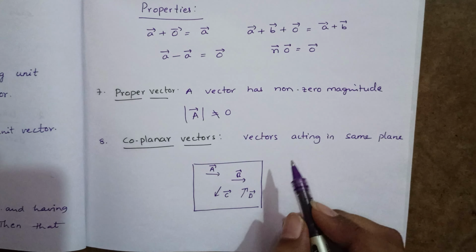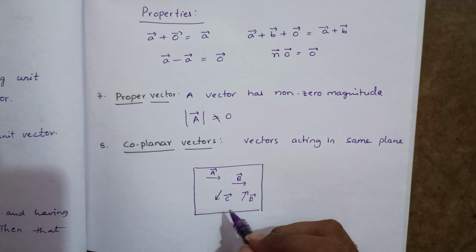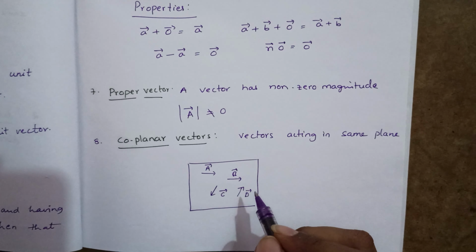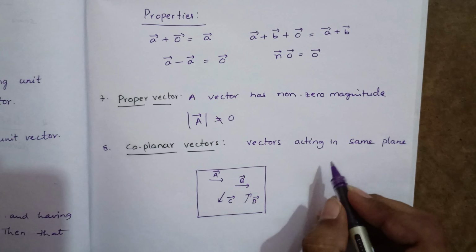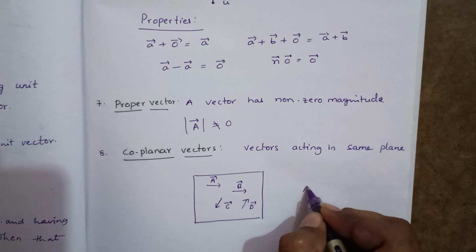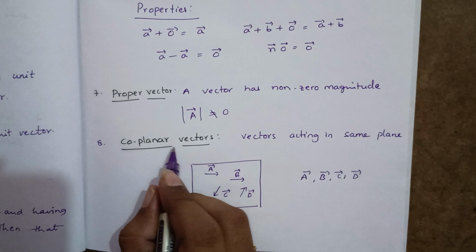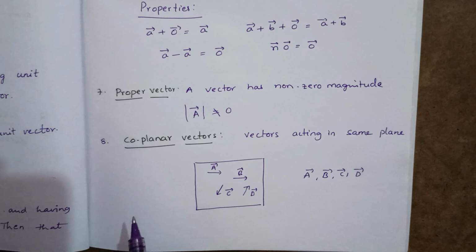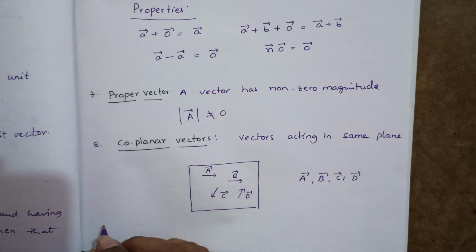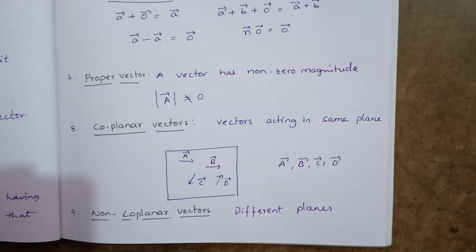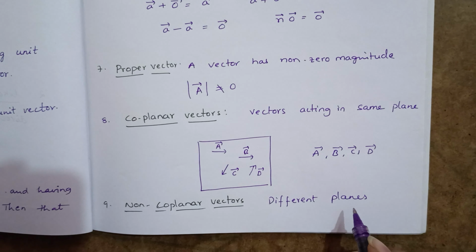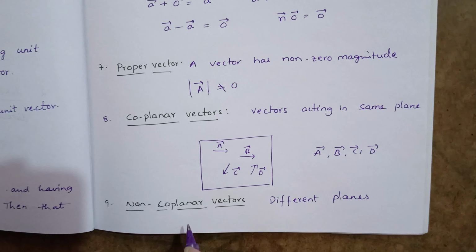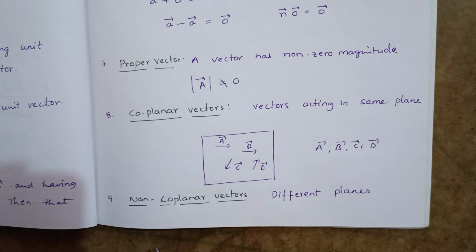Now, if vectors are in the same plane, say this box is a plane, and in the same plane A, B, C, D vectors are there, then A bar, B bar, C bar, and D bar are known as coplanar vectors. If they are not in the same plane, acting in different planes, they are known as non-coplanar vectors.